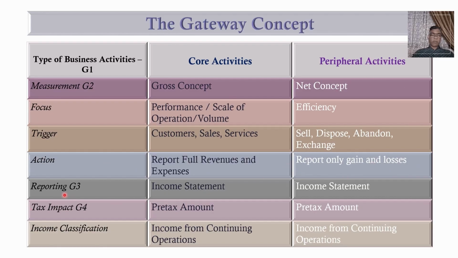Where to report? Gate 3 deals with where to report, meaning presentation on the financial statement, the income statement. Tax impact: Gate 4 deals with tax impact. We know the pre-tax amount. Pre-tax amount means no tax deduction. Income classification: income from continuing operations, because both are part of continuing operations.